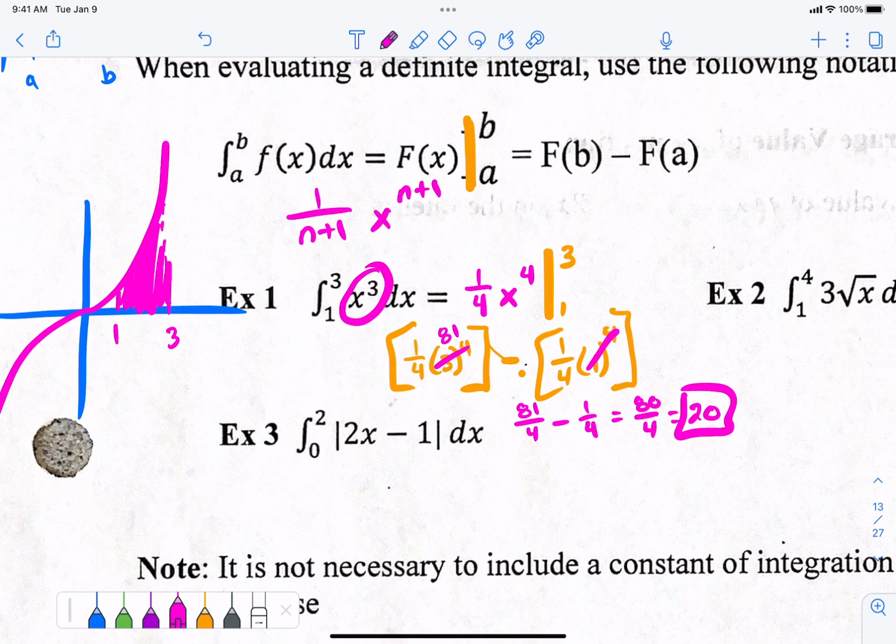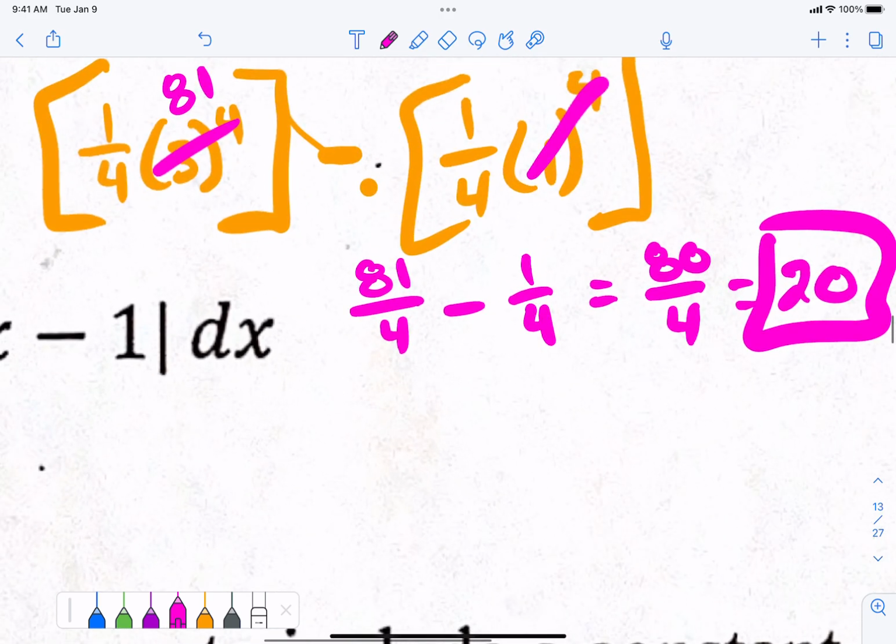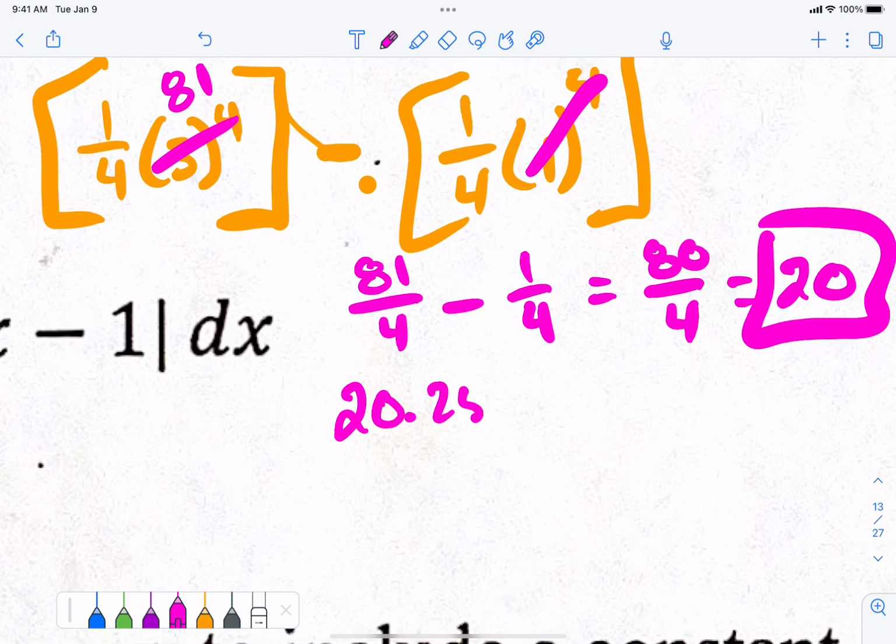80 over 4 is 20. But if you do it in decimals, it would be 81 minus 0.25, and that is not 20. No, it's 81 over 4 minus a 4th. 81 over 4 is 20.25. Oh, I didn't think of 81 times minus 0.25, right?